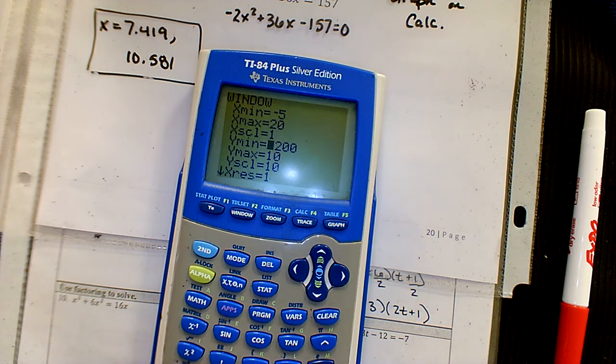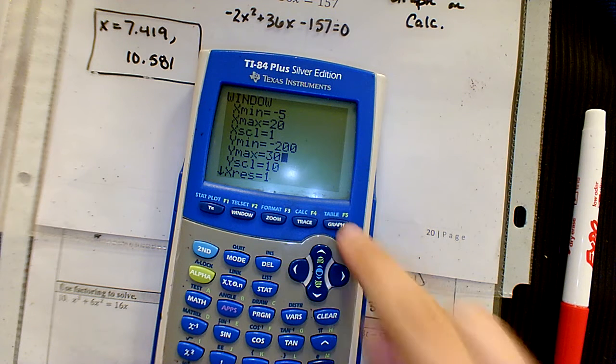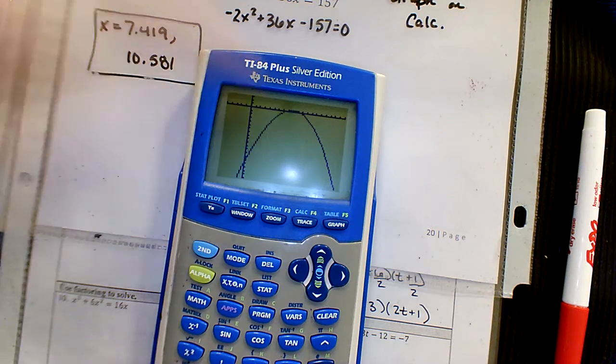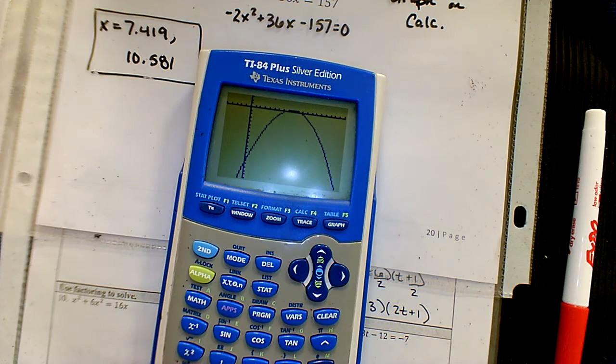Negative 200 was good because we were able to see that y-intercept, but we said we wanted to go up a little more so we could possibly see the vertex. So maybe we'll go up to, I don't know, 30. And we'll still count by tens. Okay? Let's hit graph and see if those changes were good enough. I say it's pretty good. Right? Okay, clear picture. We can see the vertex at the very top. It's just a little bit above the x-axis.